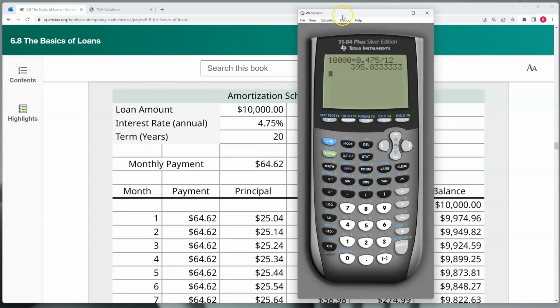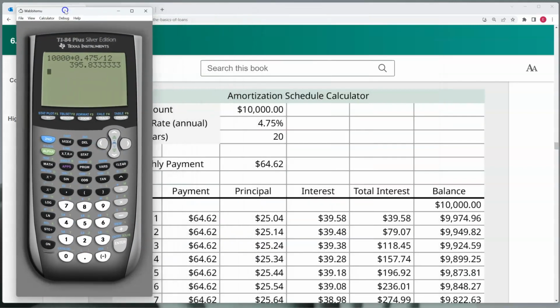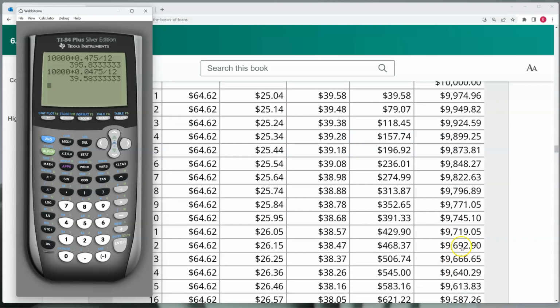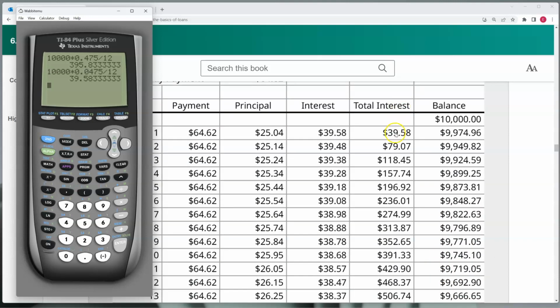So you had an interest payment of, move it over here. Oh, I forgot a zero. Let me just do it again. 0.0475 divided by 12. So $39.59, and you're only paying $64.62 a month. So you're not making a huge dent in this at all because your interest is so low.